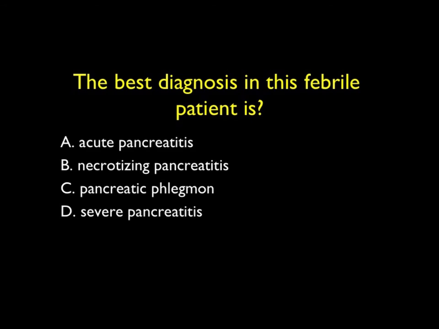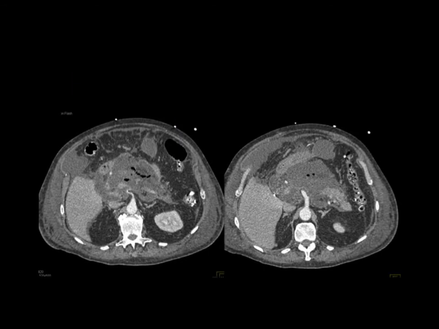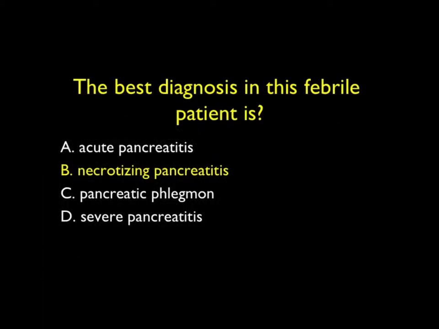This patient was febrile and had a history of pancreatitis. When you look at this case, what you see is extensive pancreatic necrosis, extensive pancreatic and peripancreatic inflammation, and air within the pancreas and peripancreatic fluid. That is a classic finding in necrotizing pancreatitis.